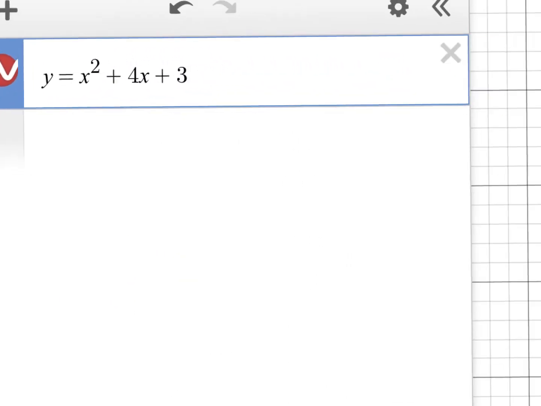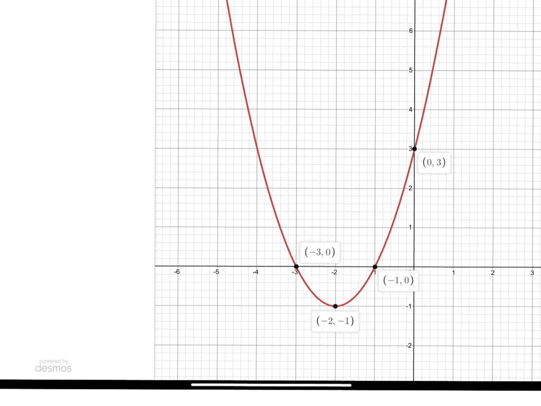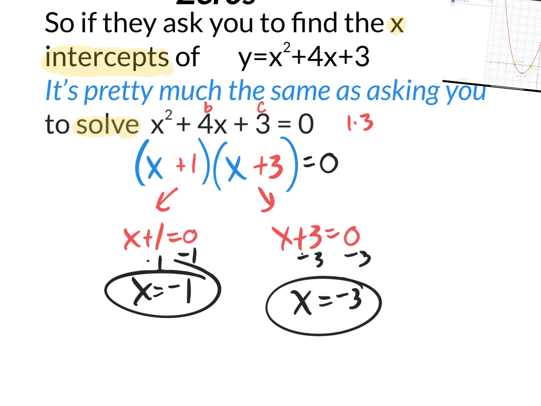When you graph it on Desmos, you're going to get this parabola. And since we know that x-intercepts are the same thing as solutions, the same thing as answers, the same thing as roots, when I graph this, I automatically see that my answer is negative 3 and negative 1, which is the same thing as what we did down here, but we did it algebraically, negative 3 and negative 1. Make sense?